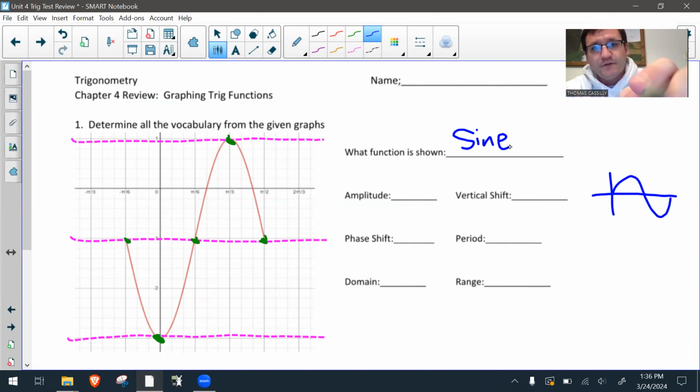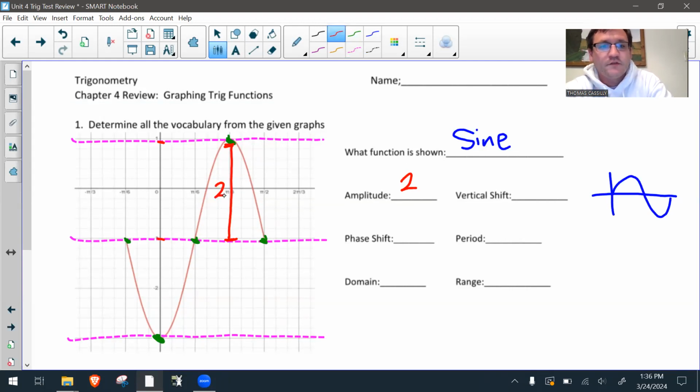All right, the amplitude, how high up and down is it going? All right, so that's just going to be this distance here. Well, if you'll notice, we're going from -1 up to a +1. So the amplitude here is actually at 2, right?